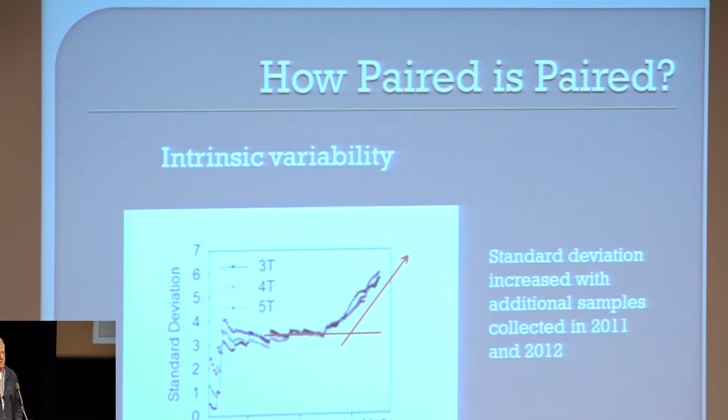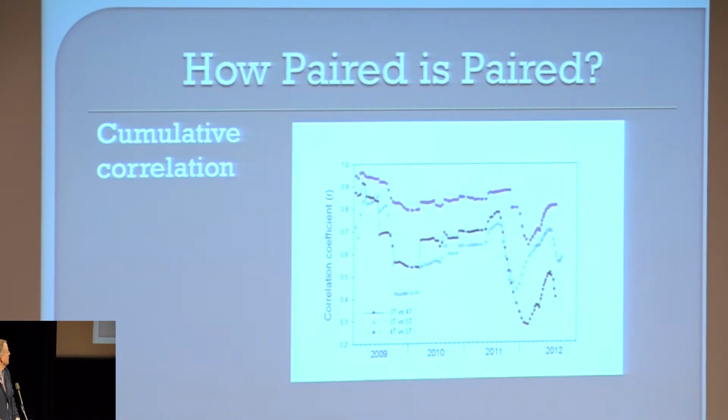Interestingly enough, the more samples we collected during this time, the worse the correlation between them that we observed. Now, this is kind of counterintuitive and really troublesome in terms of a paired watershed study, because you want to develop a good calibration relationship before you test for significant differences. So in this case, the standard deviations between different pairs increased with additional sample collection. Same thing with the cumulative correlation.